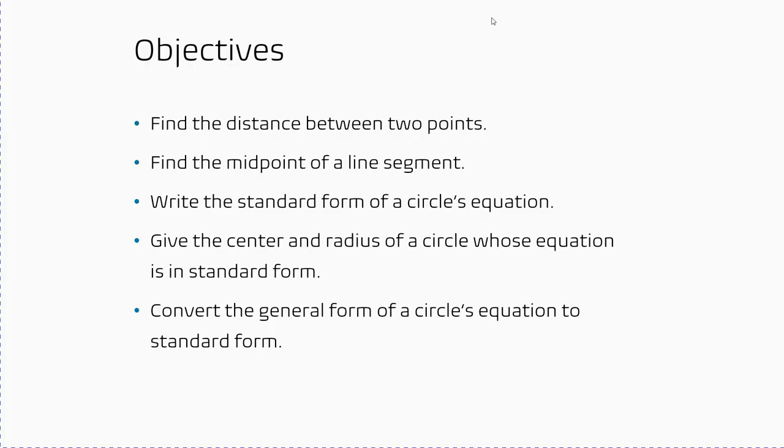Okay, so what we'll do first, our objectives here, we'll find the distance between 2 points, and we'll find the midpoints of a line segment. Then we'll talk about how you write the standard form of a circle's equation. Then, if you're given the center and radius of a circle whose equation is in standard form, how can you glean what the center and radius is of the circle? And then finally, we'll talk about how you convert the general form of a circle's equation to standard form.